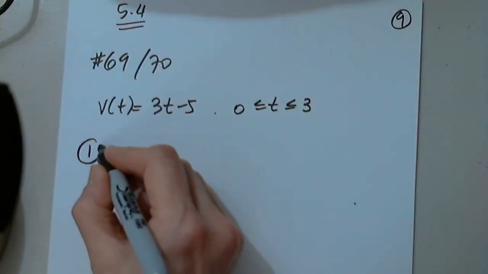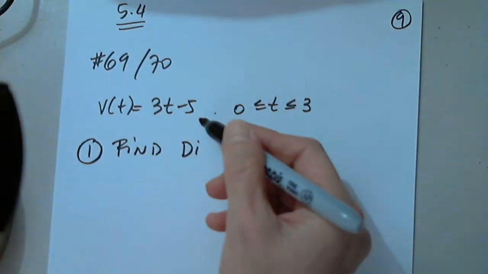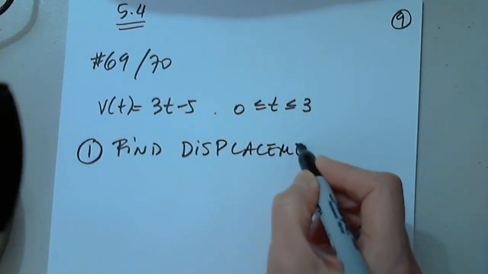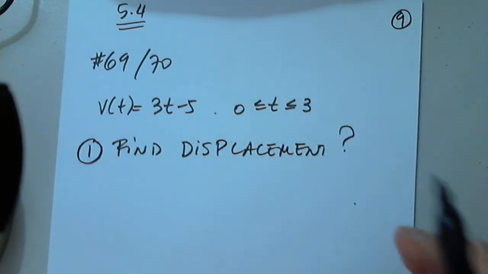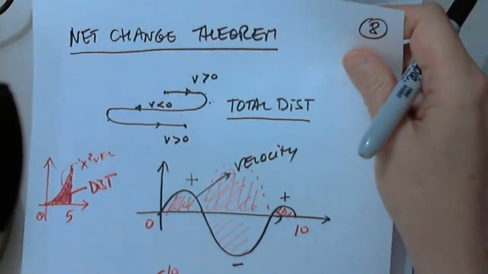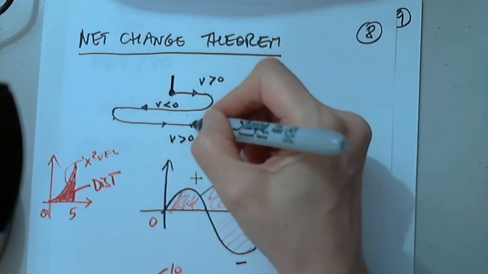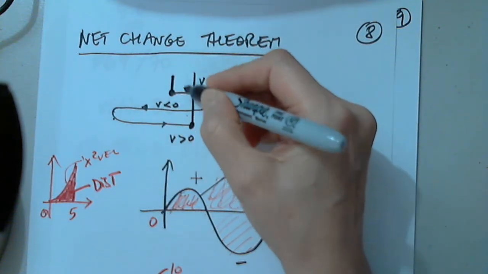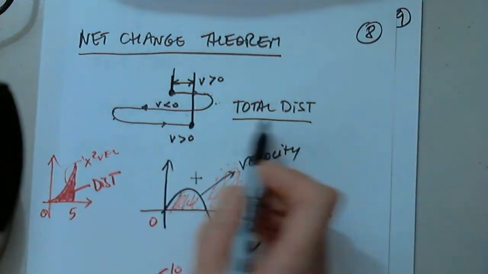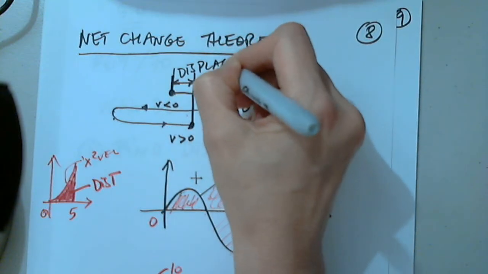Number one, find displacement. Of course, this is the velocity. What is a displacement? The particle started here and ended here. This is the displacement. You can do whatever in between, but it ends here. This is the displacement.